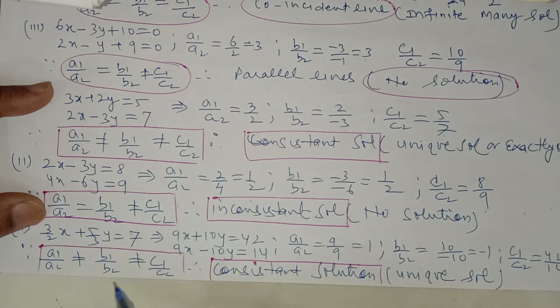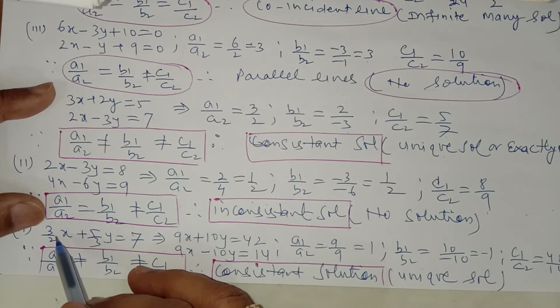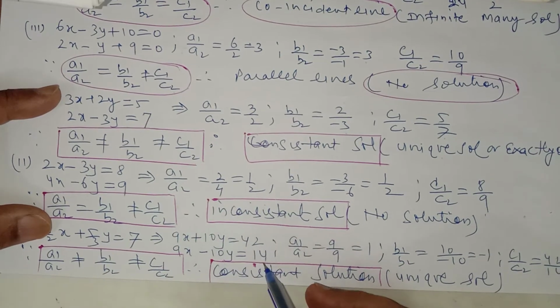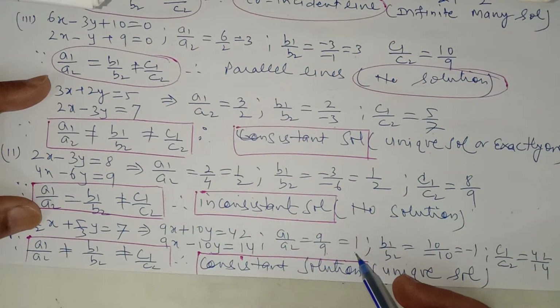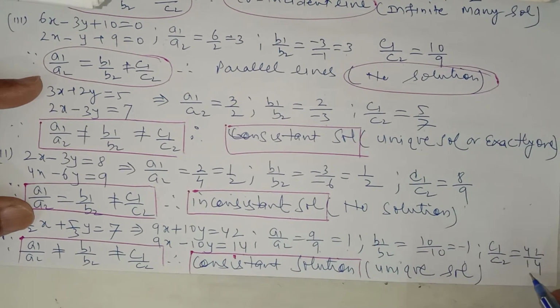And the second equation is 9x minus 10y is equal to 14. It is given. Arrange this first equation. It is in the fraction. So a1 upon a2, b1 upon b2, c1 upon c2. a1 upon a2 is coming out to be 1, b1 upon b2 is coming out to be minus 1, c1 upon c2 is coming out to be 42 upon 14.